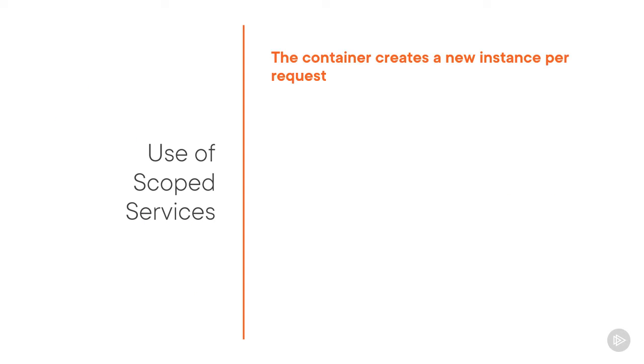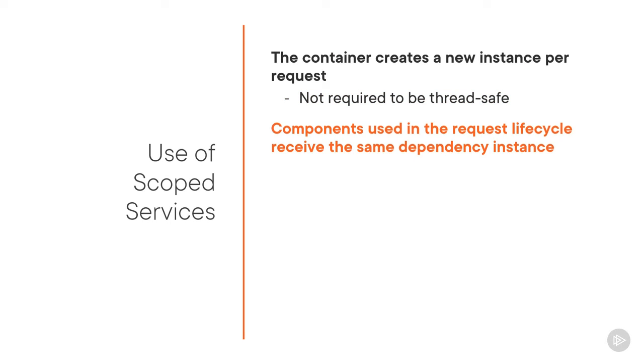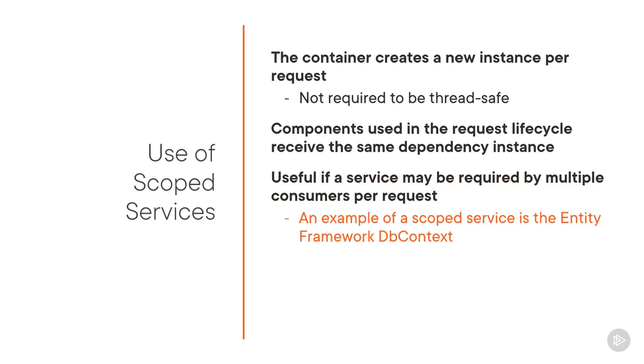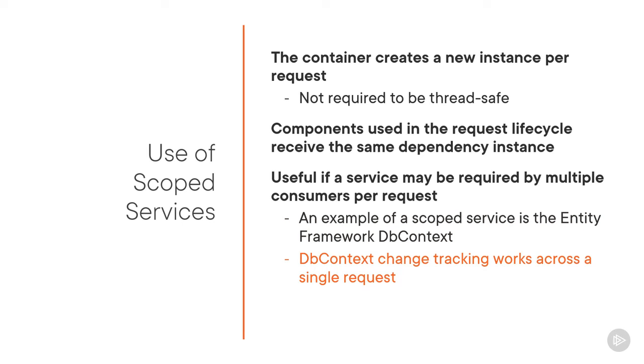Because the container resolves a new instance of the type per request, it's not generally required to be thread safe. Components within the request lifecycle are invoked in sequence, so the shared instance is not used concurrently. Scoped services are useful if multiple consumers may require the same dependency during a request. An excellent example of such a case is when using Entity Framework Core. By default, the DB context is registered with the scoped lifetime. Change tracking therefore applies across the entire request. Multiple components can make changes to the shared DB context.